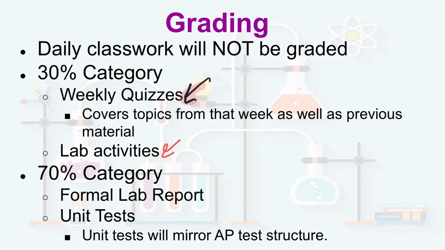In the 70% category, there most definitely will be the unit tests, and the unit test structures will mirror the AP test structure. So there will be a multiple choice non-calculator section and a short form and a long form question structure that delves into that unit's concepts.